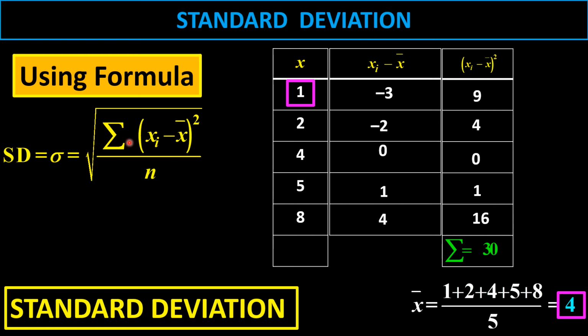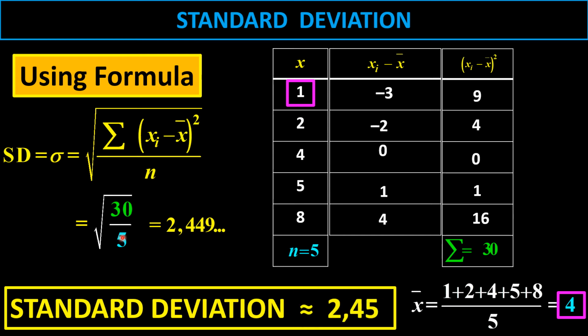Okay, now we're ready to substitute. So I have a square root. The sum, the numerator part, is 30, and the denominator part is the number of data values, 5. So it's 30 divided by 5, and the square root of that, if we calculate it rounding off to 2 decimal places, would be 2,45. So the standard deviation here is approximately 2,45.